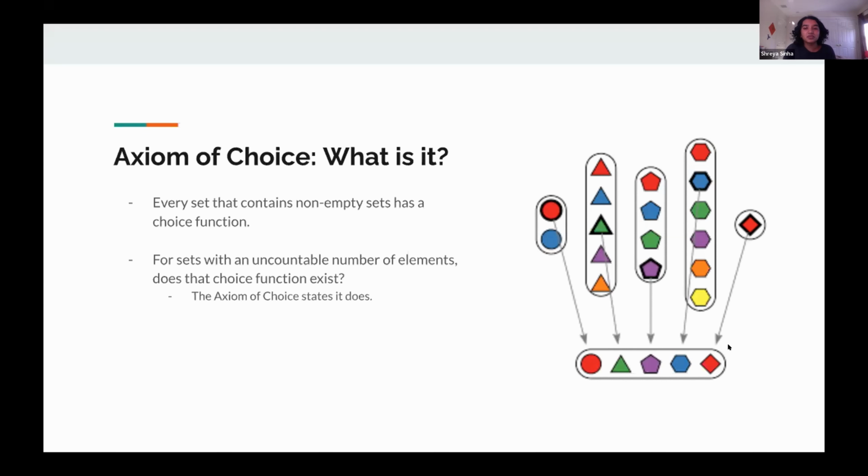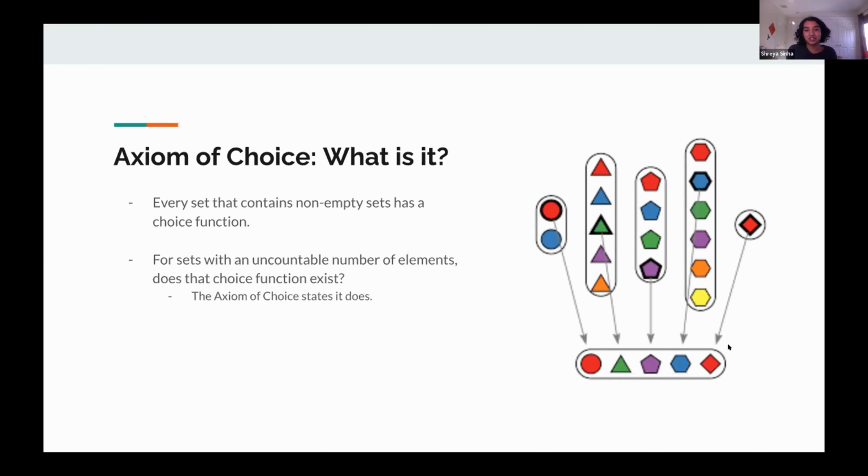It's very simple to find a choice function for a finite number of sets within your set. All you have to do is explicitly write it down. So for this example, since we only have 5 sets within X, all I have to do is write down that I'm going to take the red circle from the first one, the green triangle from the second one, and so forth. It's also possible, and it's been proven, to find choice functions for a countable infinity of sets within this set X. That's also okay. But the problems arise when there's an uncountable number of elements.